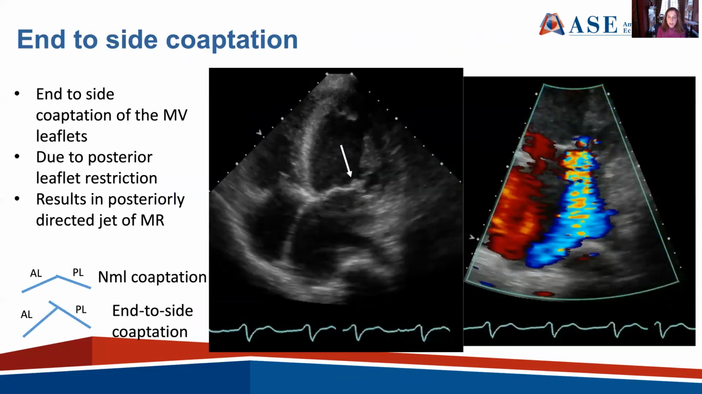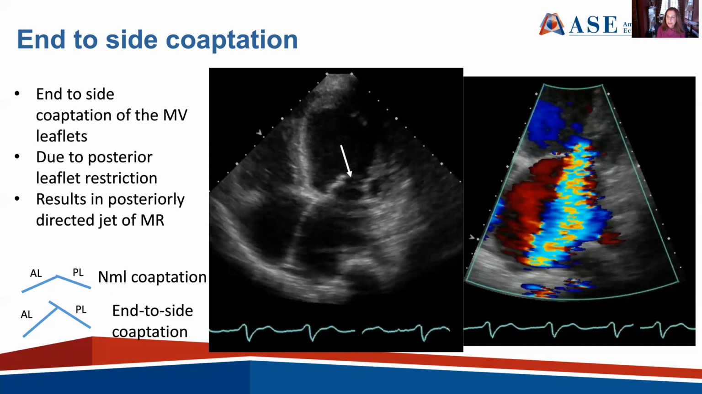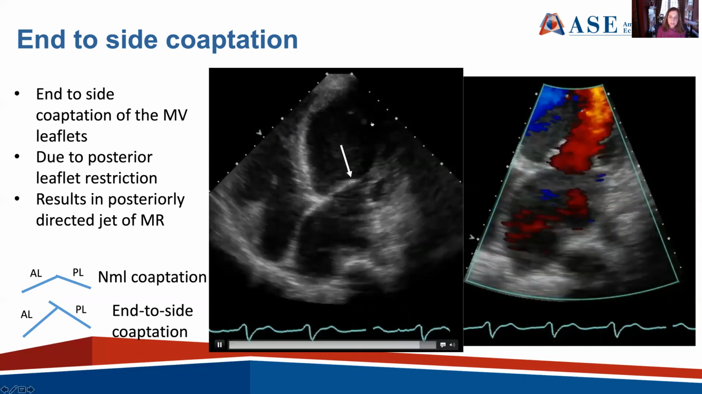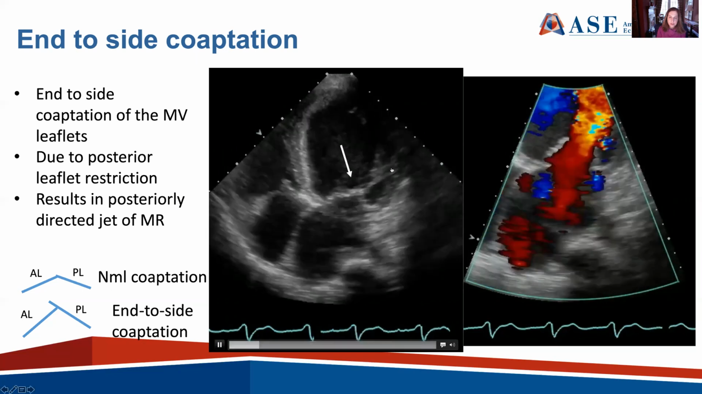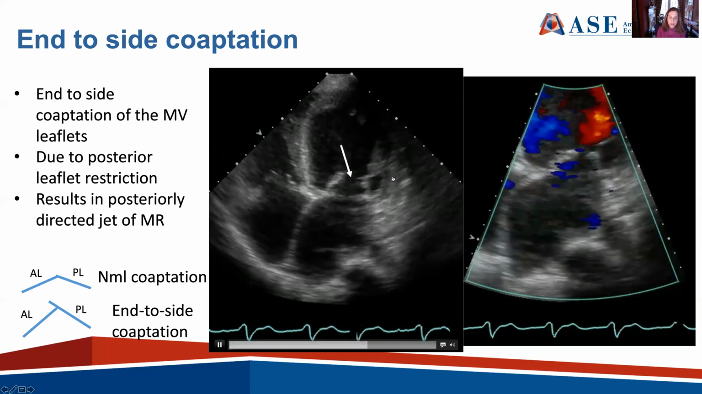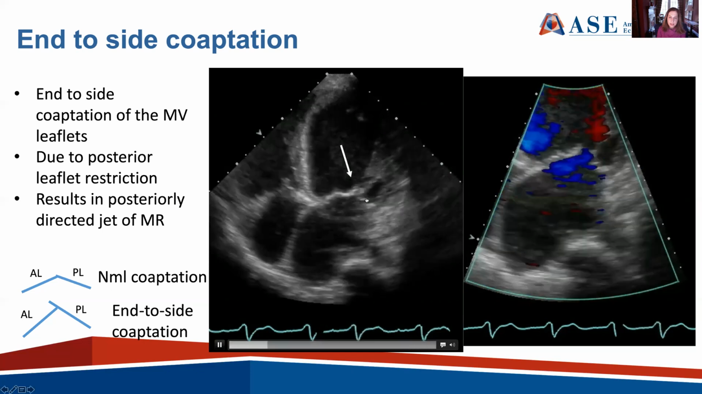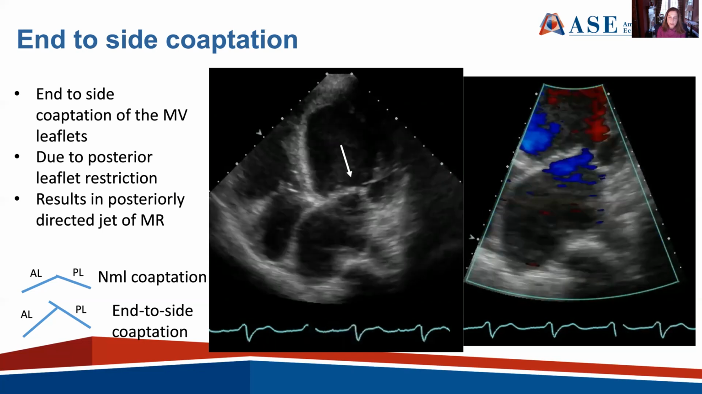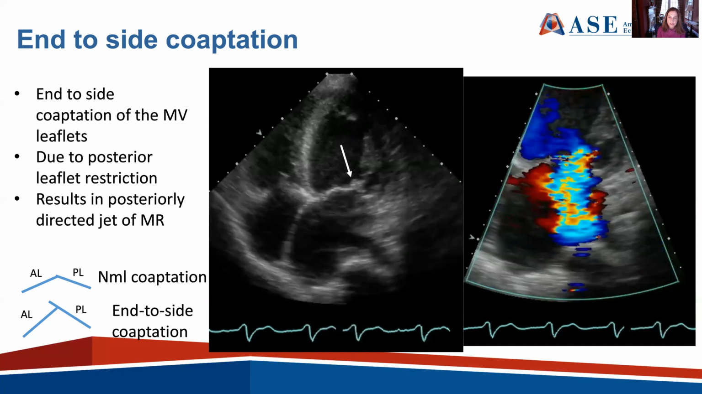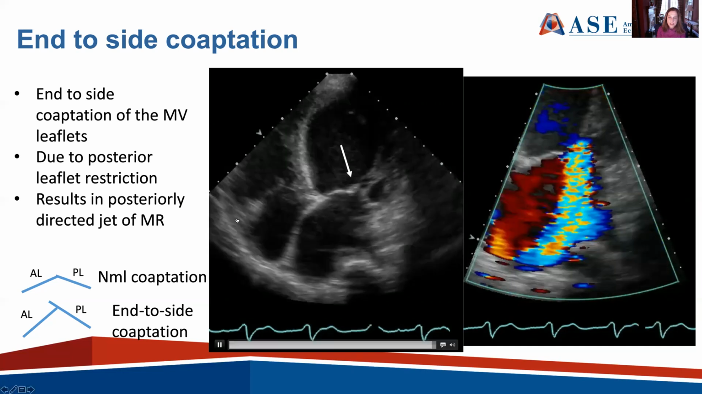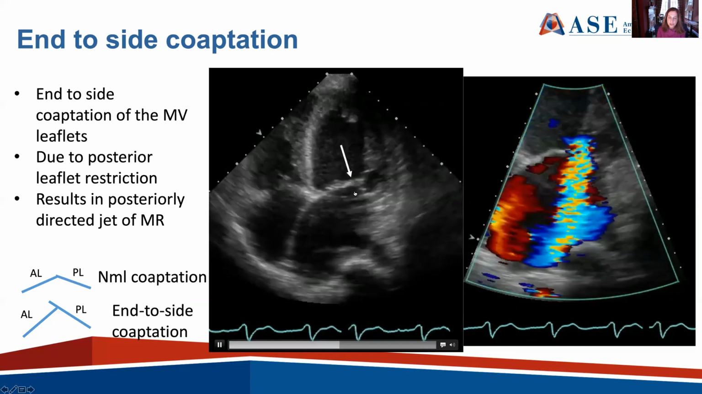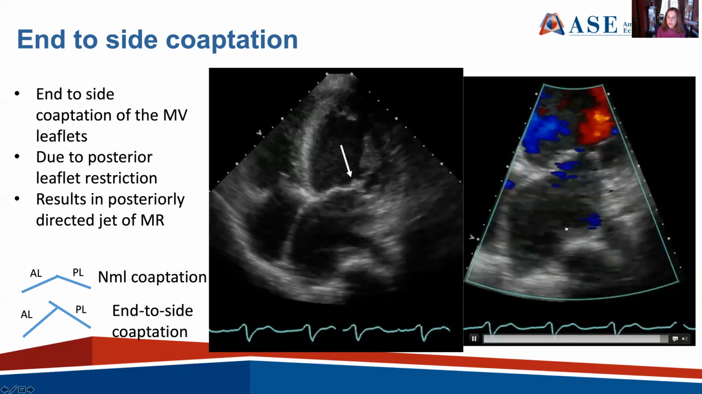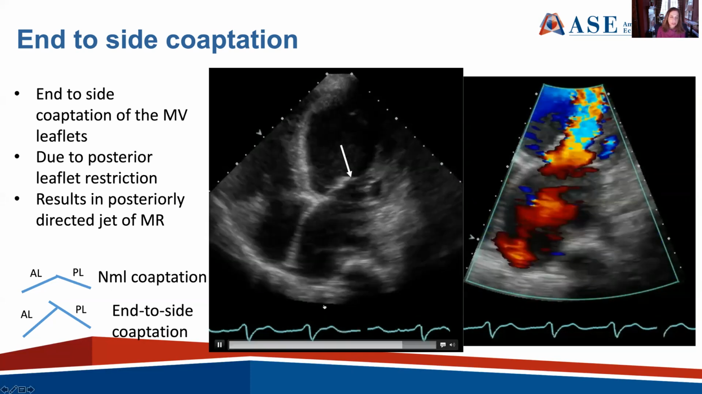So here's an example of a moving image of a patient that had a circumflex infarct. You see there is an anterolateral wall motion abnormality here at the base. Note the restricted motion of that posterior leaflet, particularly in systole, and notice the end to side configuration of that anterior leaflet. And then again, you see that posteriorly directed jet.